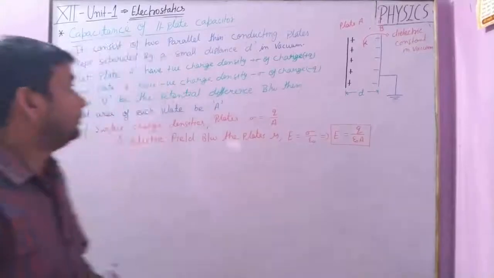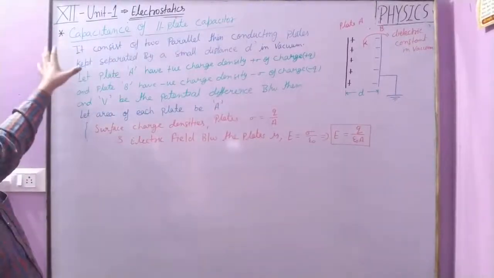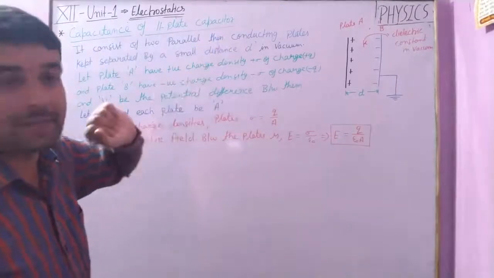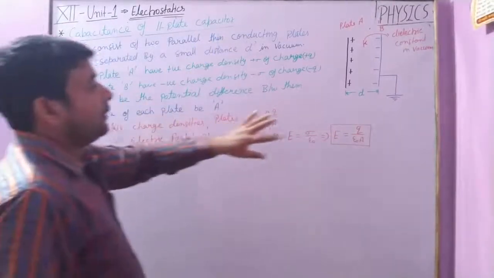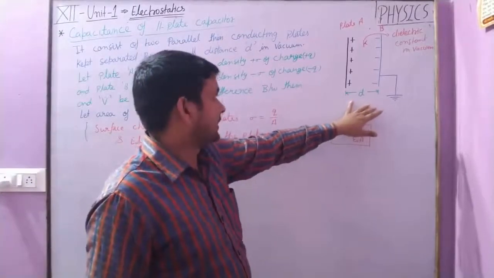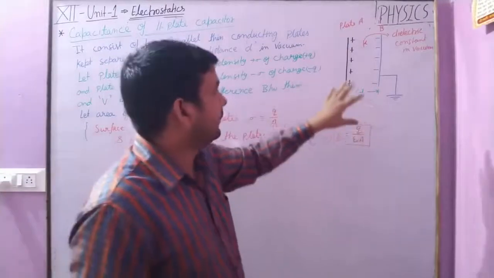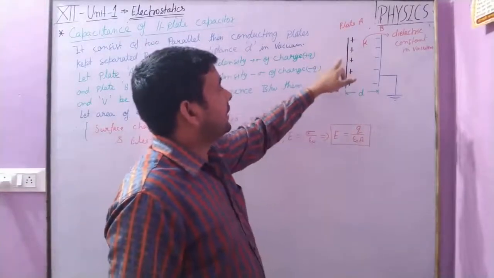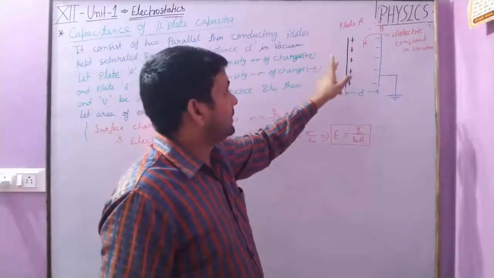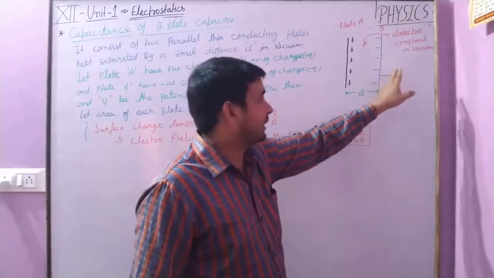Students, now we understand how to derive the expression for capacitance of parallel plate capacitor. So consider two plates of same area of cross section having equal charge but opposite in sign, such that the charge density of plate A is plus sigma and charge density of plate B is minus sigma.